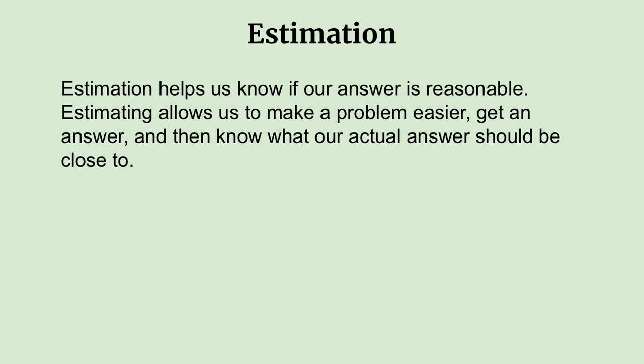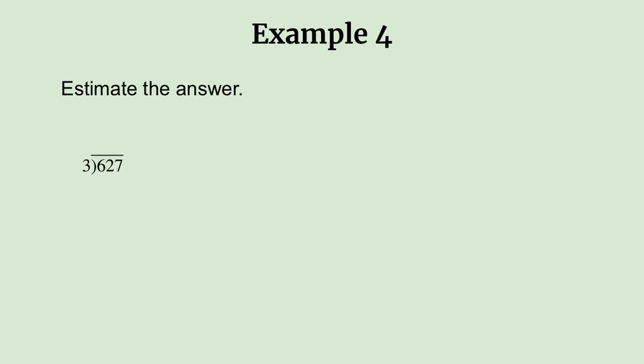Okay, so we're going to estimate the answer first. So here we're just going to round to an easier number, 627. We could do 600. So we could do 3 into 600, and then there we can cover up the zeros. 3 goes into 6 2 times, bring the zeros back, we get 200. So our answer should roughly be around 200.